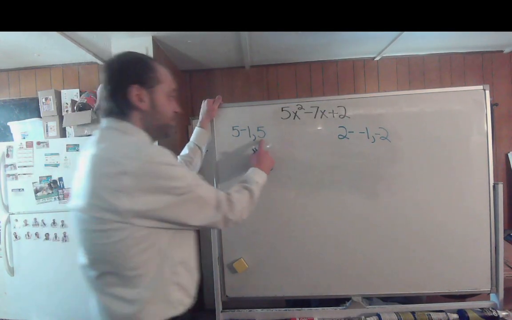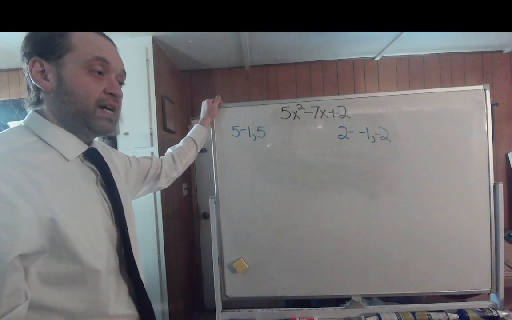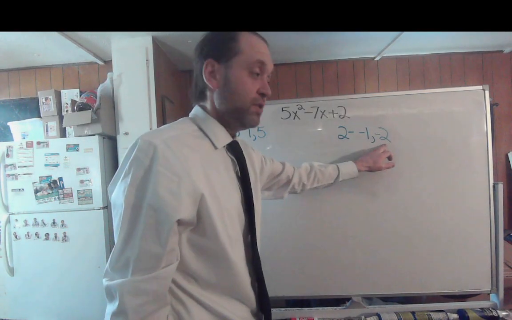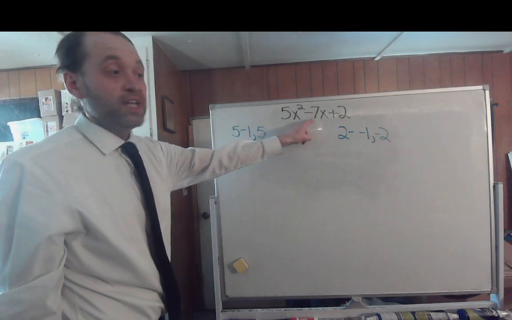This time, let's try 5 times -1. What does that give you? That gives you -5 plus 1 times -2. Well, -5 minus 2 is -7.